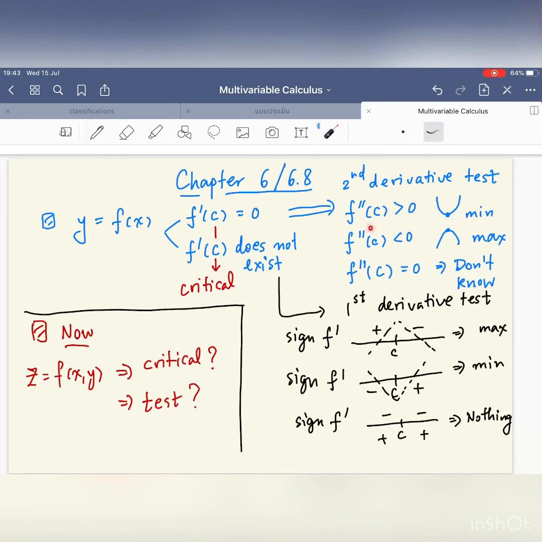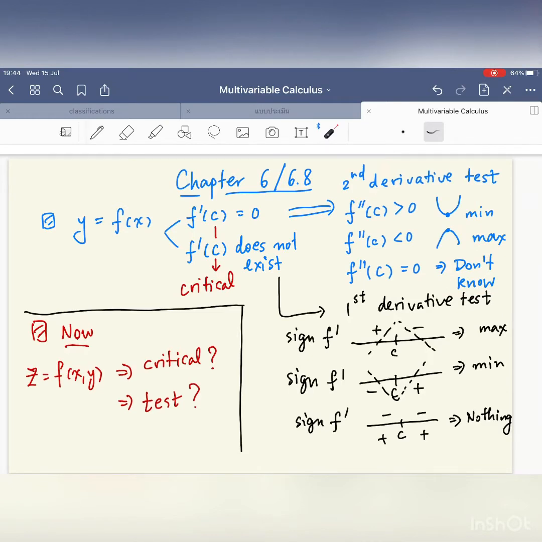If f double prime at your critical value is less than 0, then the shape of the curve is going downward. Going downward like this means that you have a hill, and a hill means that you have a maximum, a relative maximum or local maximum. However, this is the drawback of the second derivative test. If f double prime equals 0 at the critical value, then you cannot conclude anything.